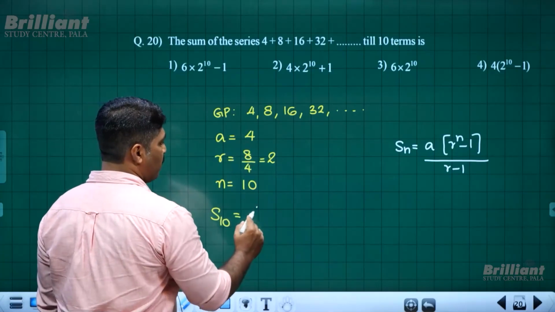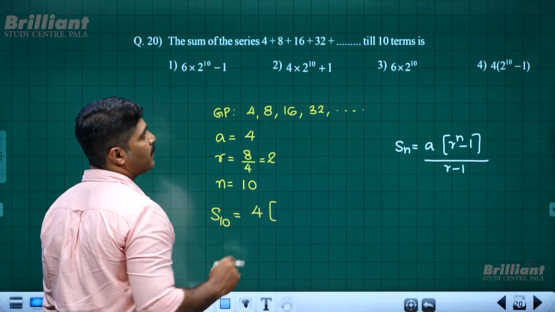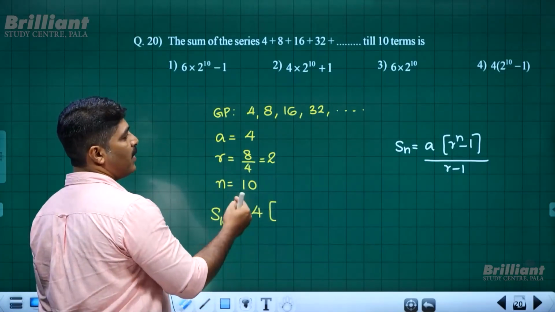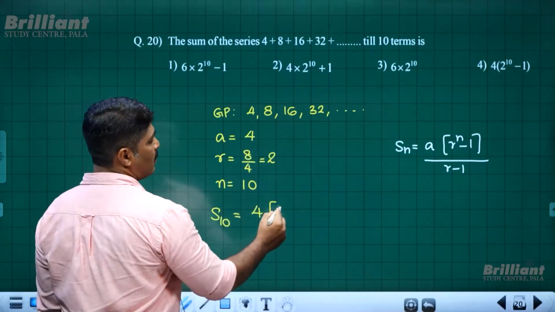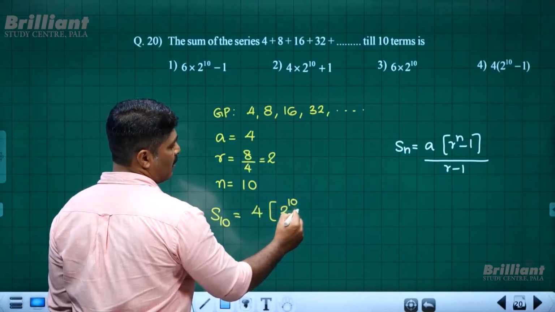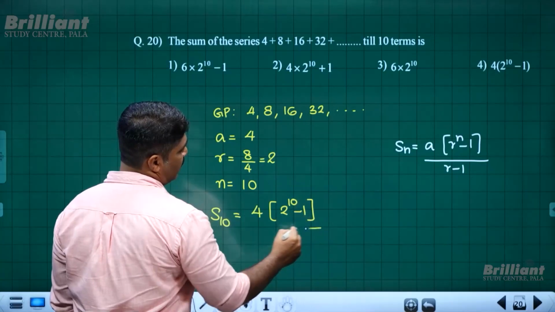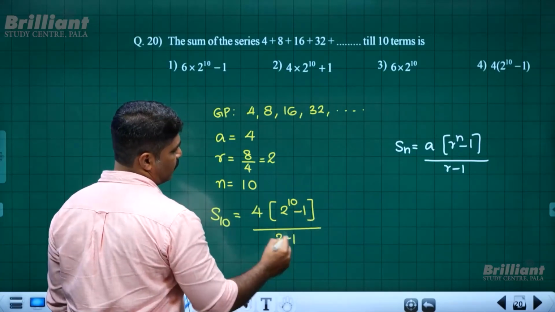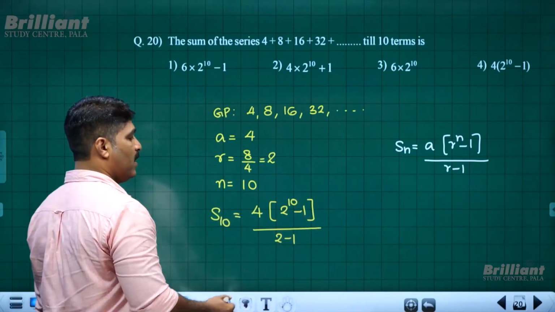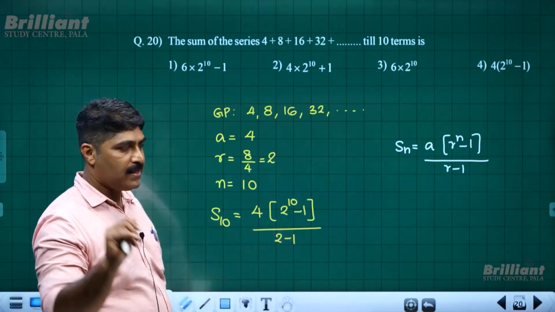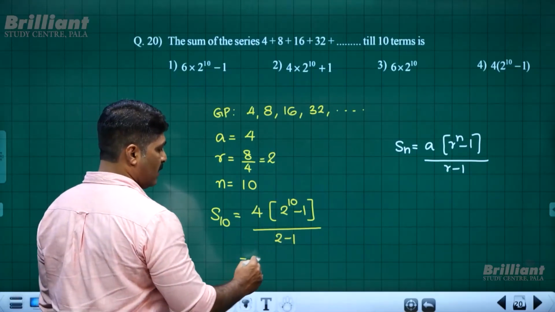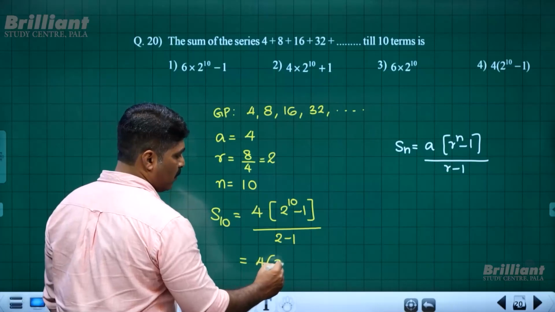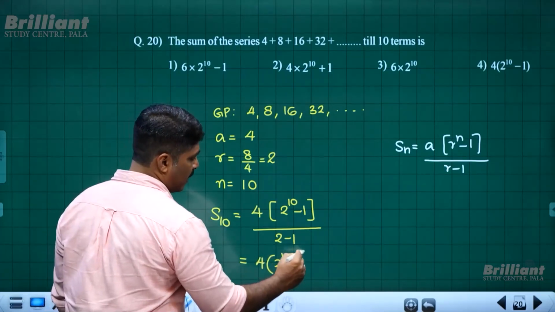Here a is 4 into r raised to n, so this is 2 raised to 10 minus 1, divided by r minus 1. So here we got 2 minus 1, that's equal to 1 itself. Therefore, the final answer is 4 into 2 raised to 10 minus 1.